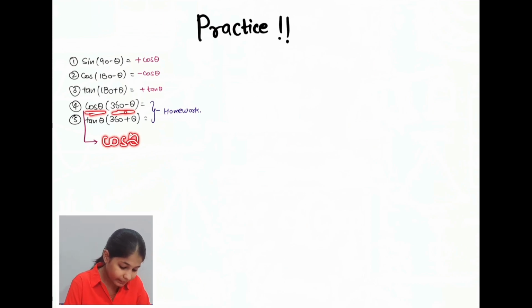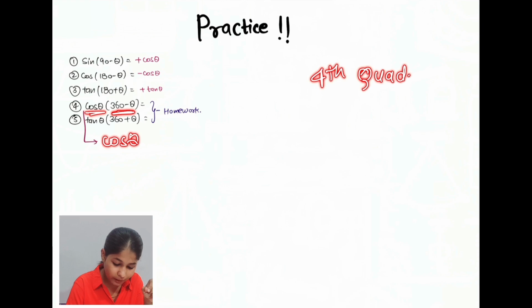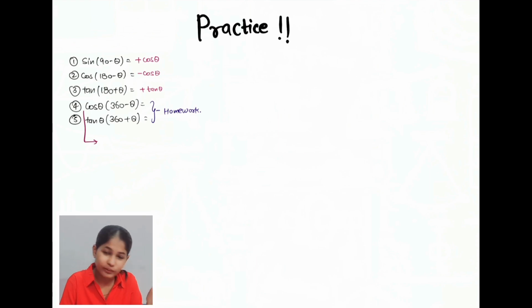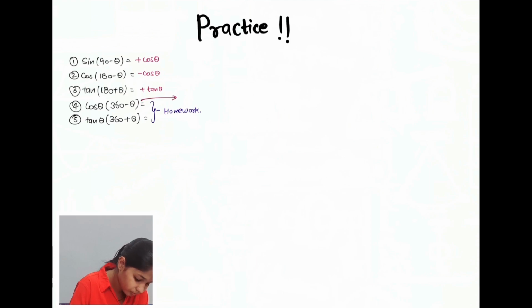But here you can see, in case of 360 degree minus theta, it will come in the fourth quadrant. And in the fourth quadrant, which ratios are allowed to be positive? That is cos theta and sec theta. But it is cos theta, so it will remain plus cos theta.